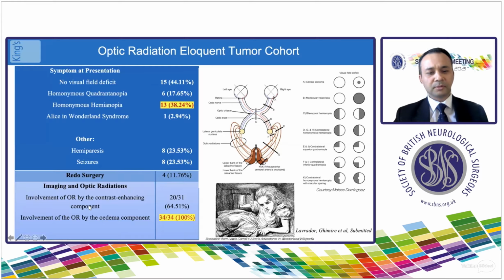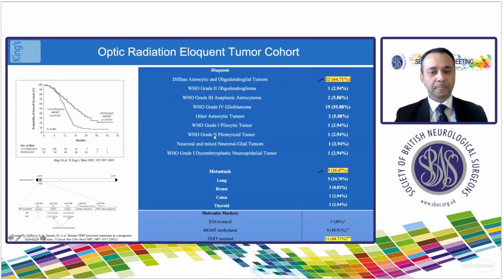In terms of involvement of the optic radiation, the contrast enhancing component was involving the optic radiation in 64% of the patients, and the edema component, as per the FLAIR imaging, involved the optic radiation in all the patients, 100% of the patients. We had a majority of diffuse astrocytic tumors and oligodendroglial tumors, among which grade 4 glioblastoma was the majority. And we had metastatic lesions also, of which lung metastasis was the most common.